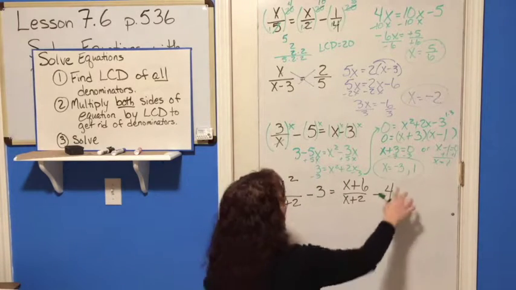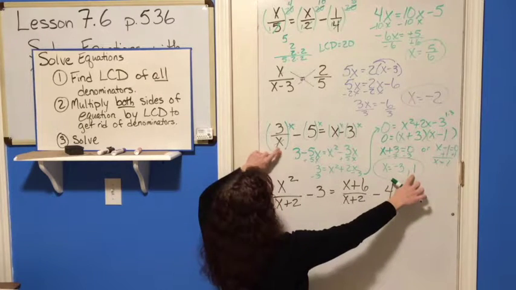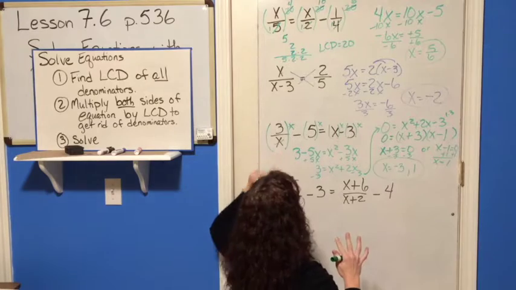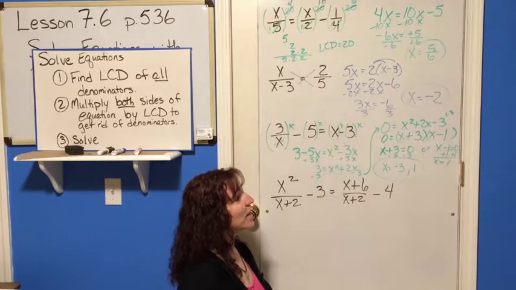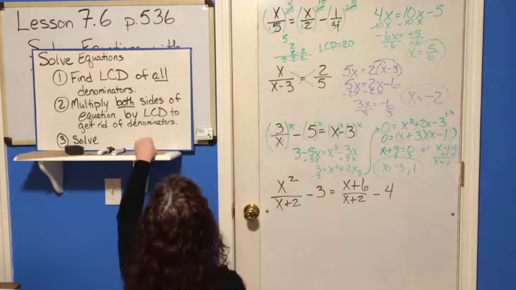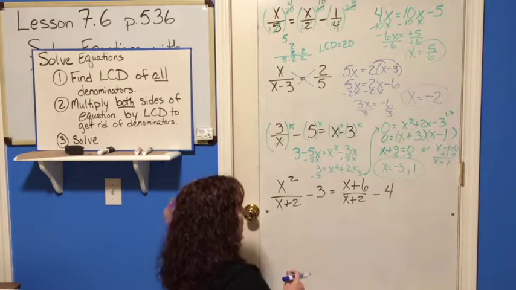Now we have to go back in and put them in for x. Negative 3 can be in the denominator, and 1 can be in the denominator. Neither of those make the denominator equal to 0, so we're good to go. So my answers are negative 3 and 1. Let's do 2 more. You can do it. Hang in there.